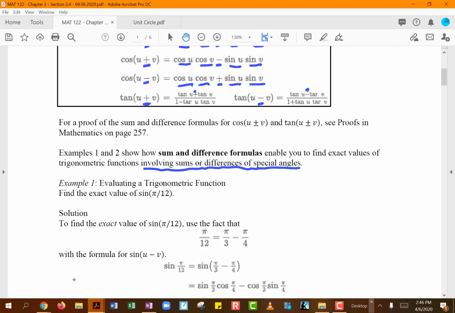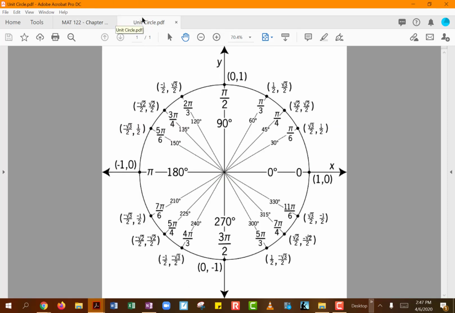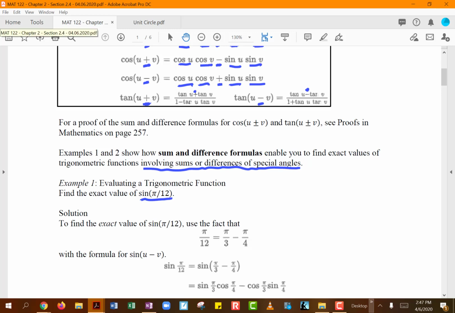So if we're talking about this special angle here, which is finding the exact value of sine of pi over 12, if you actually go and look at your unit circle, you will notice that we do not have a pi over 12 angle specifically mentioned here in our unit circle, right? So if you can rewrite that pi over 12 by using these angles that are given to us here in the unit circle, then it actually makes our calculation go a lot faster.